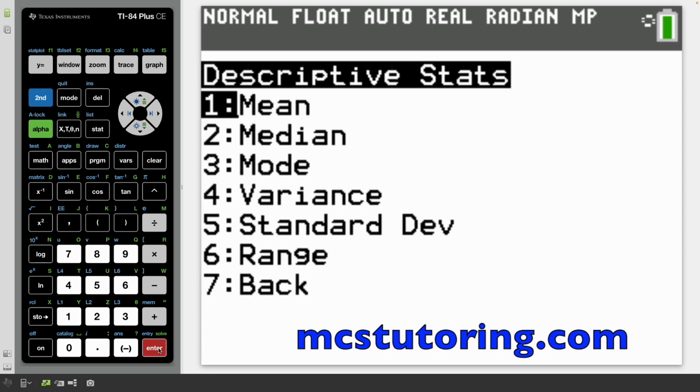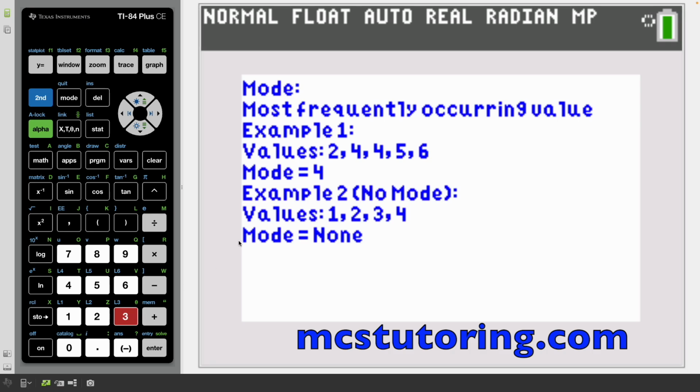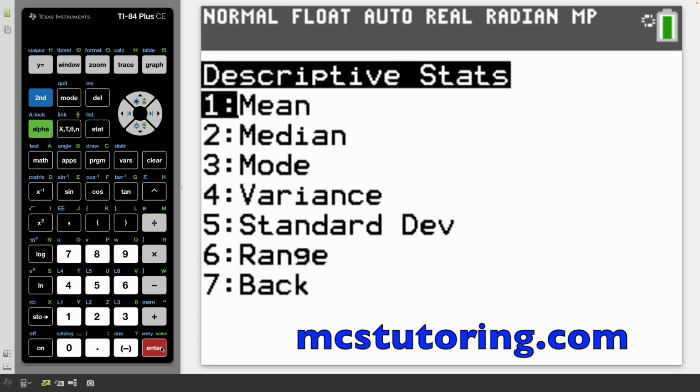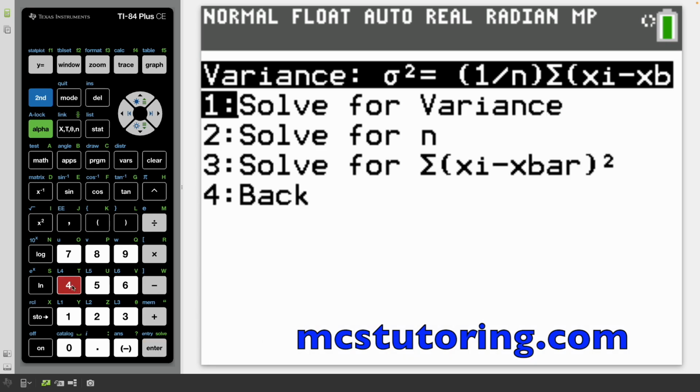Let's go to descriptive stats again and go to mode. It just gives you a simple description: it's the most frequently occurring value. So if we've got the values 2, 4, 4, 5, and 6, the mode is 4. There are some examples where there's no mode, where no number is repeated, so there'd be no mode there.